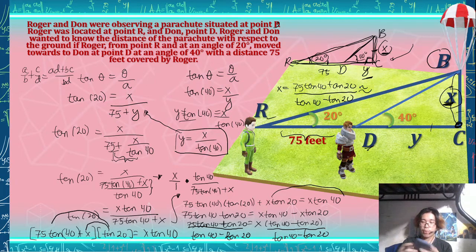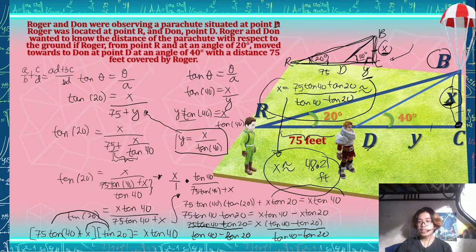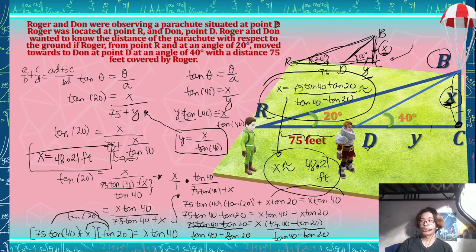And that should give us the approximate value of the height of this parachute to the ground, which is x. The approximate value is 48.21, so that's 48.21 feet. If we evaluate this complete value here, x, the distance between the ground and the parachute, given only these indirect measurements, is 48.21 feet. And that's how we solved our last problem for the last module in the third quarter.